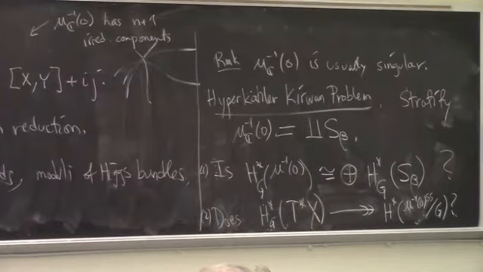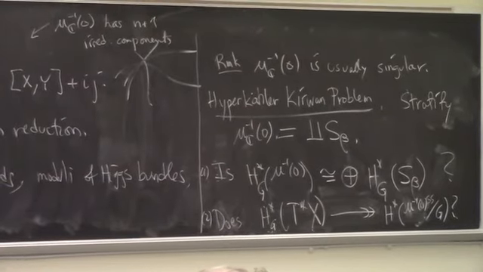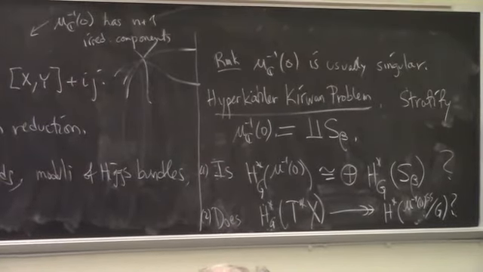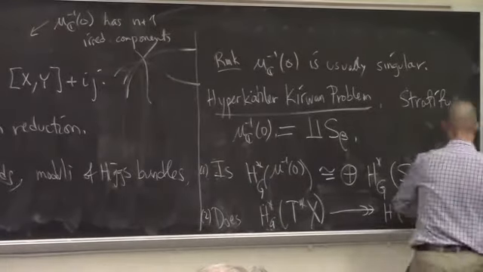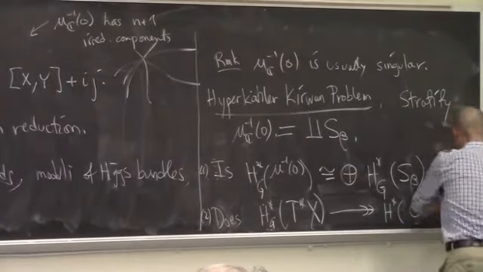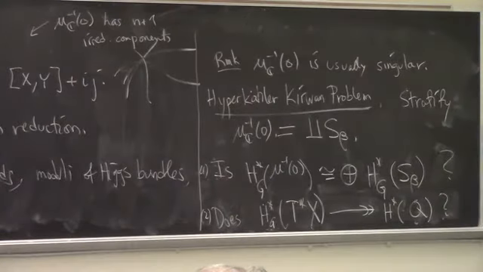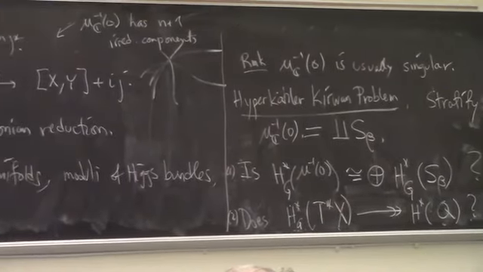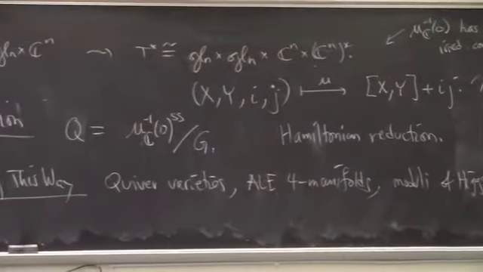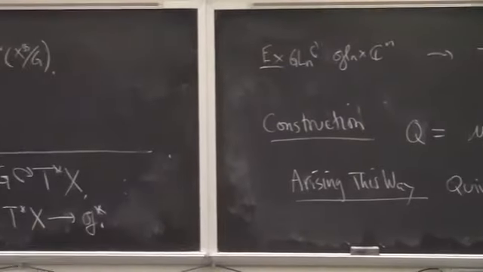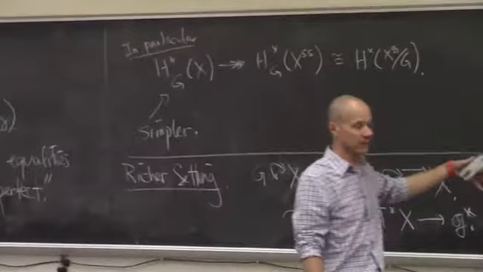So your Q is the same as the hyperkahler quotient? Yeah, sorry, that's right. So why is it called hyperkahler Kirwan surjectivity? Because if the original thing was hyperkahler, it's the hyperkahler quotient. But you're not assuming that there actually is a hyperkahler structure. Yeah, I don't need that for the story that I'm telling.